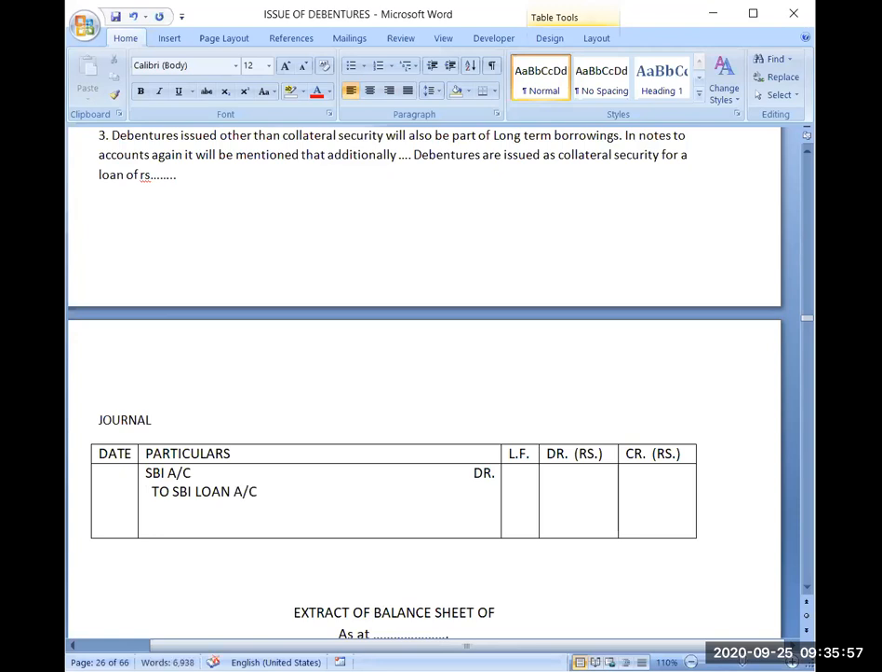SBI has given you a loan, that's why it becomes your liability, but the amount will not be handed to you in cash. The amount will be deposited in an account with the SBI bank. How much loan have you taken? 2 lakh. So there is only a single financial transaction that needs to be recorded in the journal. The narration can be: loan taken from State Bank of India. So that way the journal is completed.